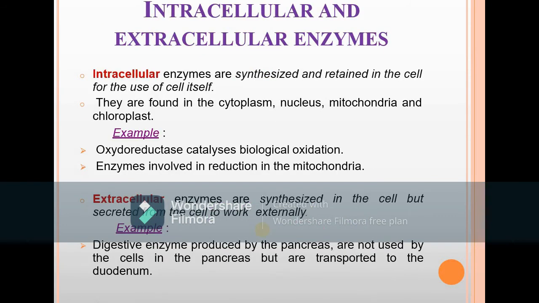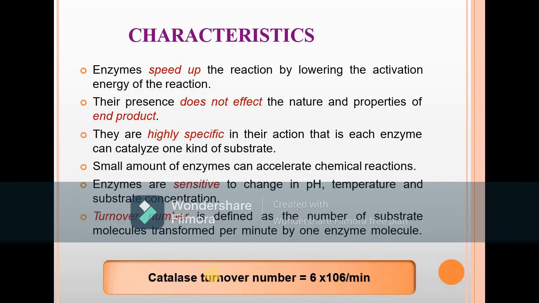Then the next thing is about intracellular and extracellular enzymes. Intracellular enzymes are synthesized and retained in the cell for the use of the cell itself. They remain inside the cell and are found in the cytoplasm, nucleus, mitochondria and chloroplast. Extracellular enzymes are synthesized in the cell but secreted from the cell to work externally. For example, the digestive enzymes produced by the pancreas are not used by the cells of the pancreas but are transported to the duodenum, where they start working.